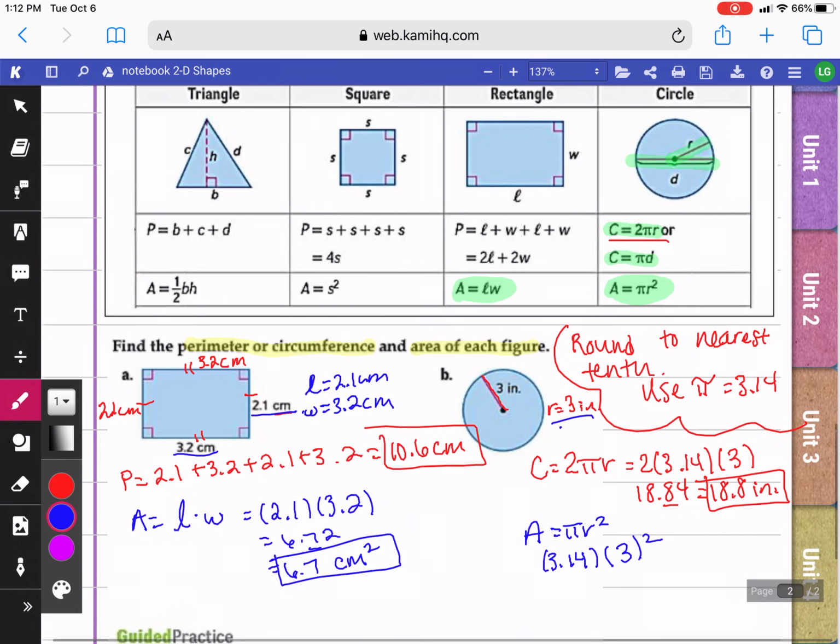3 squared, or 3 times 3, is 9. So I'm going to do 9 times 3.14. This comes out to 28.26. And if I want 1 decimal place, or the nearest tenth, since the 6 is high, I'm going to round up to 28.3. My units will be inches squared because it's area.